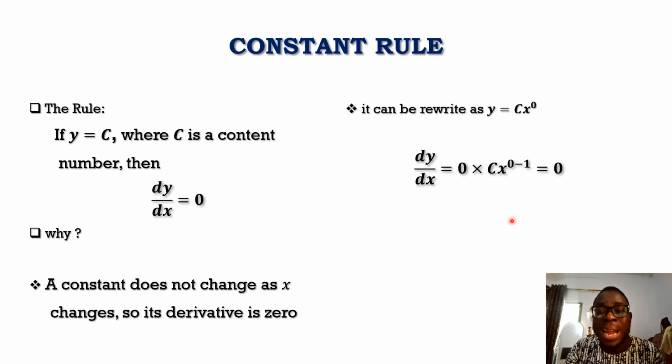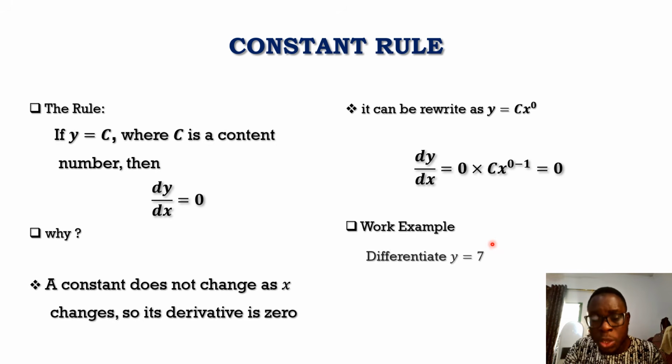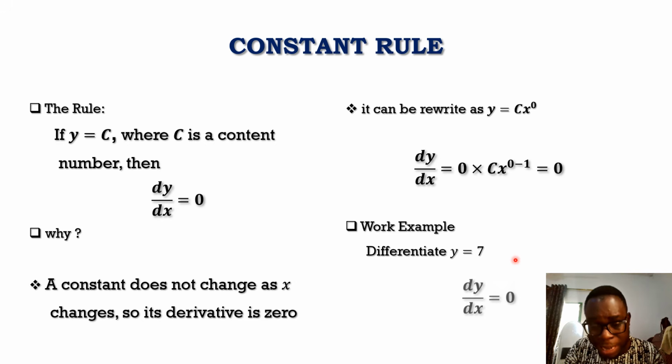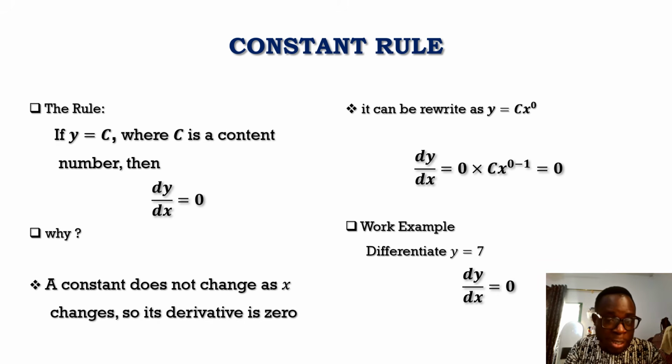So if we apply the power rule, that's the general rule, then dy dx will be equal to 0 times c x power 0 minus 1. And any number which multiplies 0 is the same as 0. So let's see an example here. If we have to differentiate y equal to 7, then dy over dx is equal to 0. So this is the constant rule.